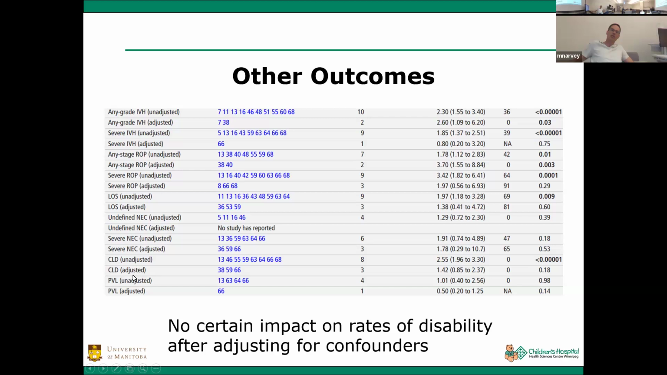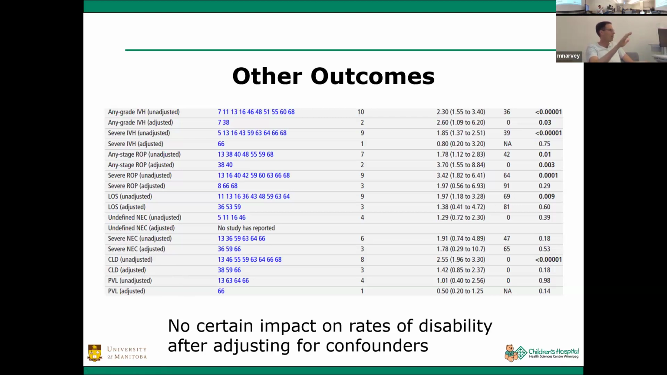When you go down to other things, like NEC is not significant, late onset sepsis not significant. But one of the important things is disability, because people have wondered about risk of disability, especially if there's an increased risk of IVH, and increased risk potentially of PVL, although in this study they didn't find an increased risk of PVL.